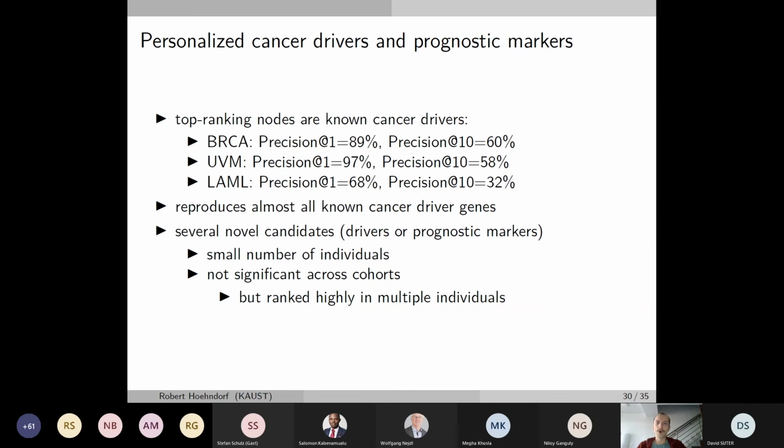They occur in a smaller number of individuals. So even if we have cohorts as large as 1,000 in breast cancer, it's built on Cancer Genome Atlas data. They are not significant across these cohorts, but this attention still ranks them highly in multiple individuals. And this is something that we can identify. So our attention mechanism seems to believe that this is the most important prognostic marker or driver for this individual. And this is something that we're currently investigating for some of these drivers.